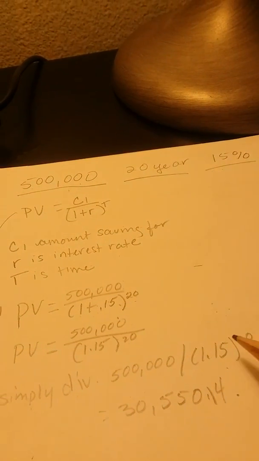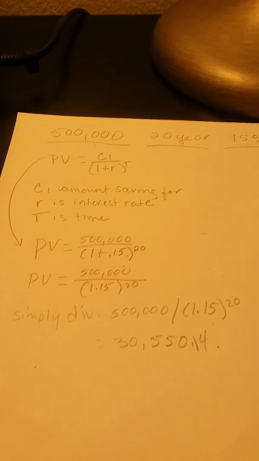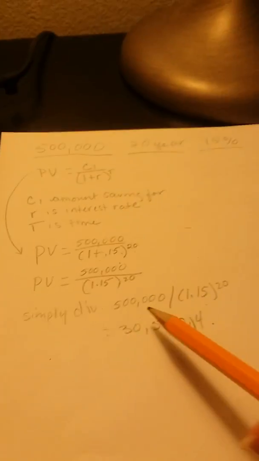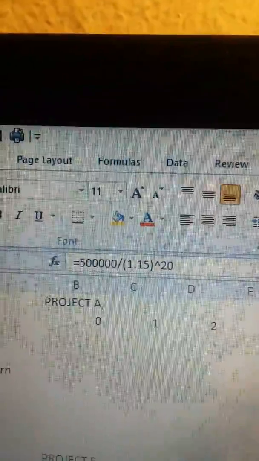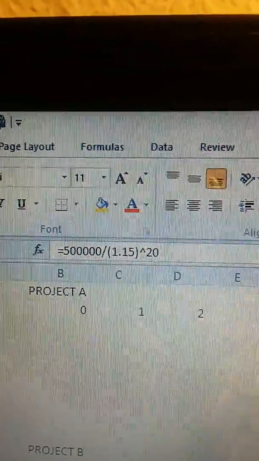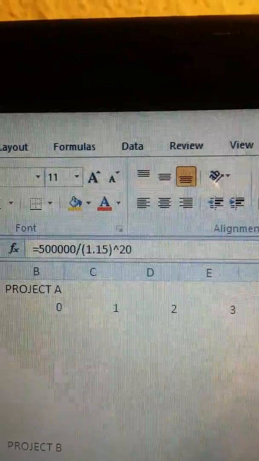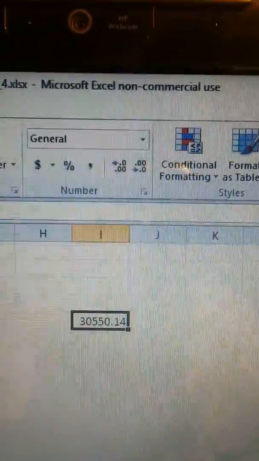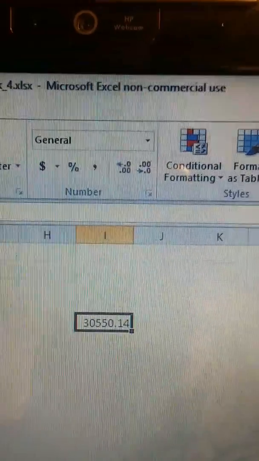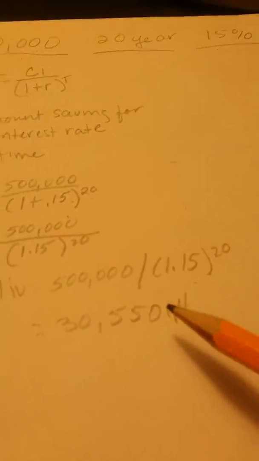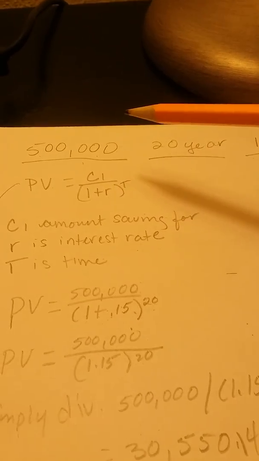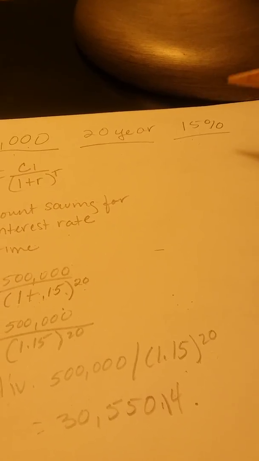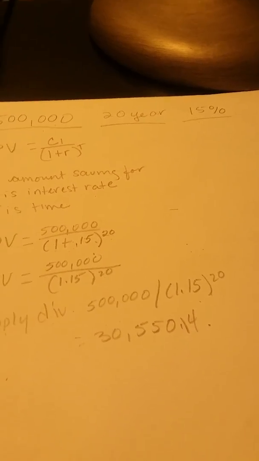We just write it out like this. I personally use a calculator, and I like to use Excel for a calculator, and you just enter that directly into Excel. It looks just like that. The $500,000 over 1.15 to the 20th power. And so you can see clearly that your answer is you would need to invest $30,550.14 if you wanted to have $500,000 in 20 years at a 15% interest rate.